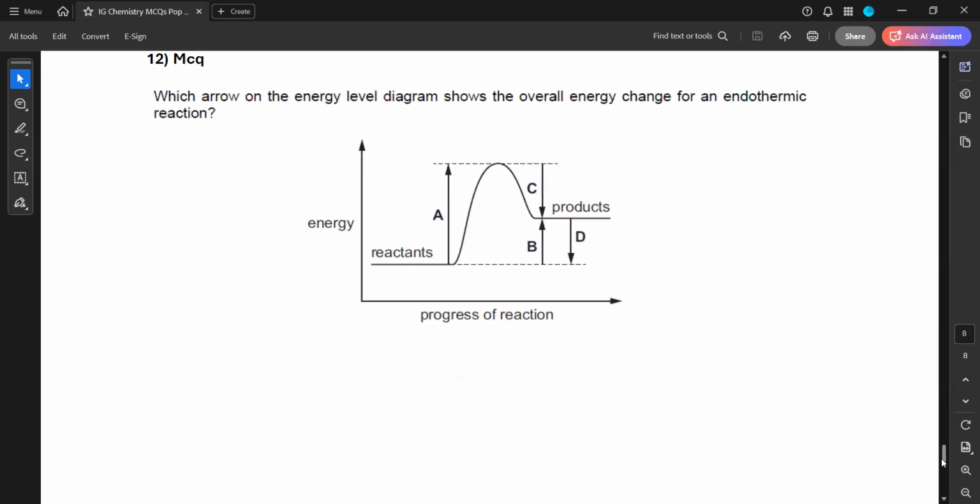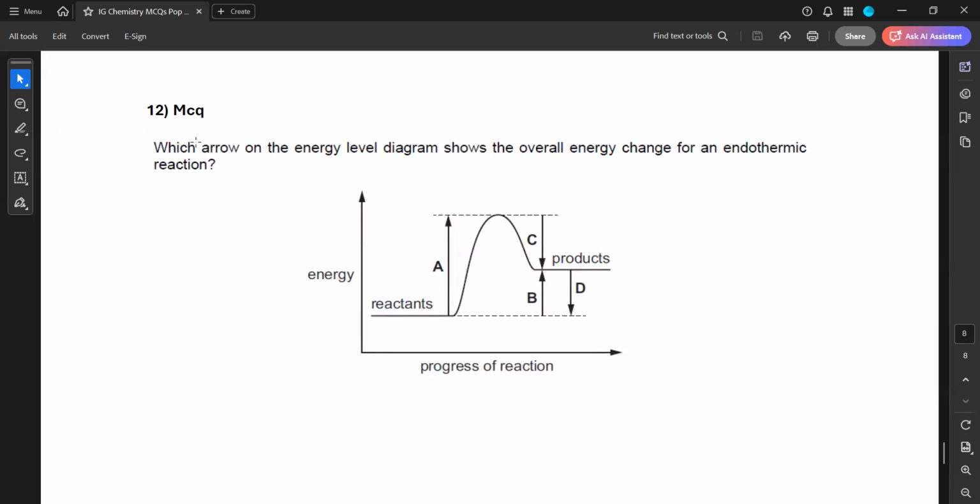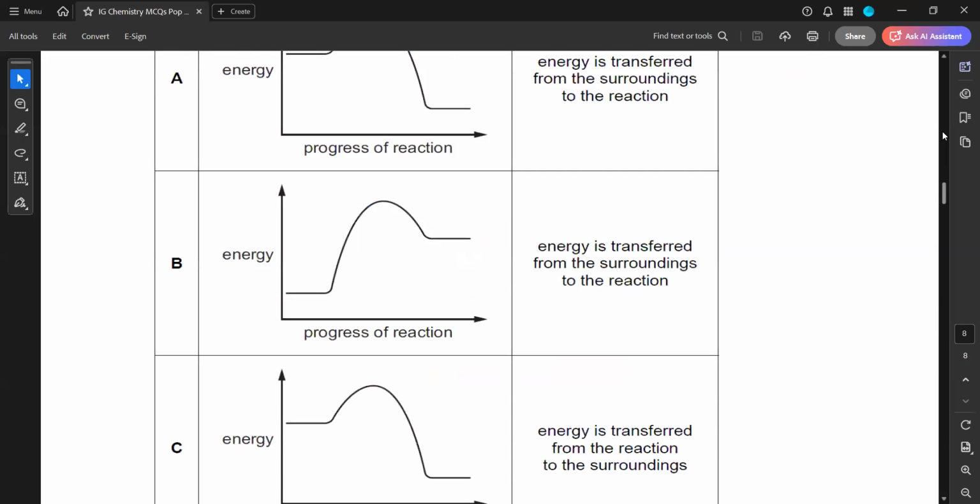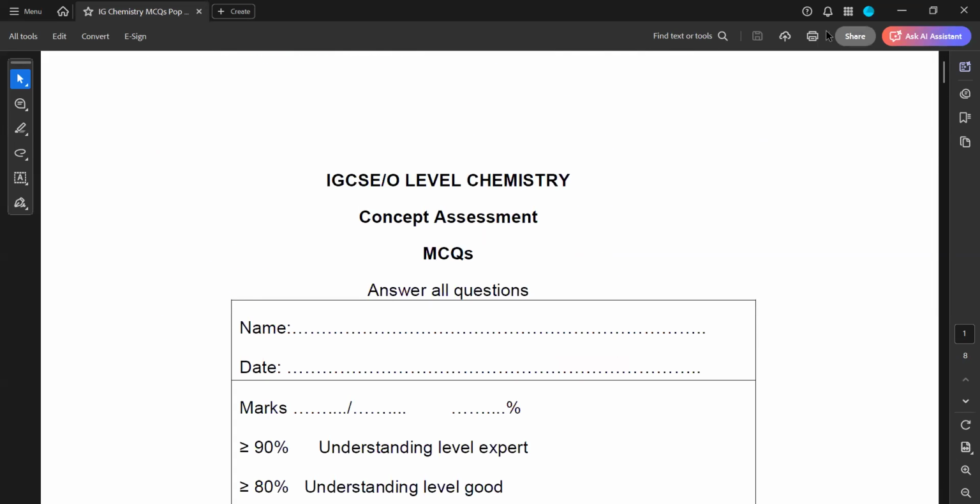Question 12. Which arrow on the energy level diagram shows the overall energy change in an endothermic reaction? When we draw an arrow from reactant to the product, that is the enthalpy change, so B will be the right answer. So question 12, B is the right answer. So this was MCQs Pop Quiz 11.